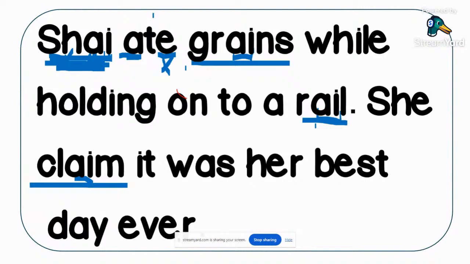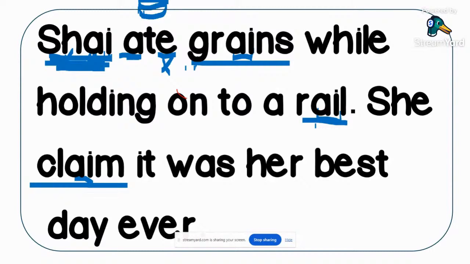So this ate is like when you eat something. So let's say you have a bowl of porridge. So this is when you eat something. So it's the past tense for eat. Eat is the present tense and ate is the past tense, which means it has already happened. So she ate.